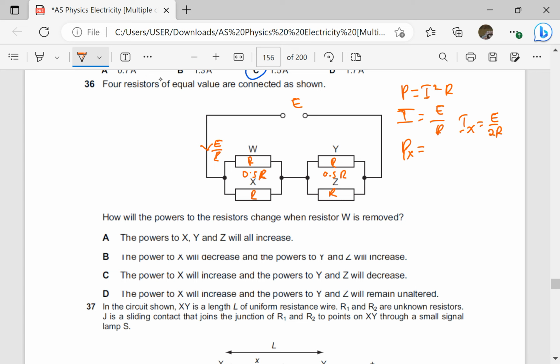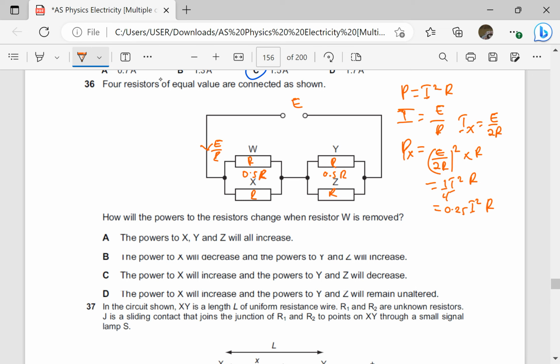So it means power in X would be, for example, I squared, which is E divided by 2R, but this is squared, times the resistance of X, which is R. So E over R, I remember, is I. So the power here will be a half I squared times R, which is going to be a half squared, a quarter. So this is a quarter I squared times R, because one R cancels out. Of course, this is 0.25 I squared times R. That will be the power.